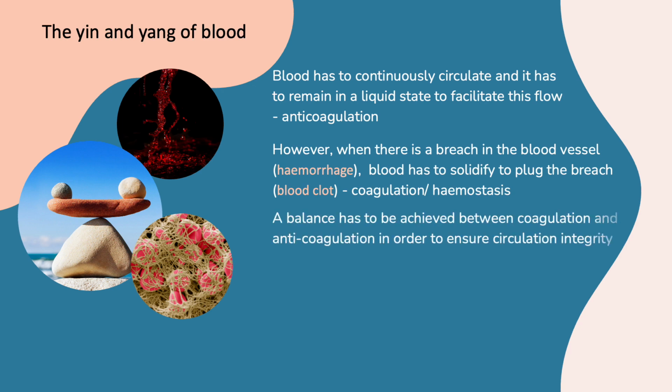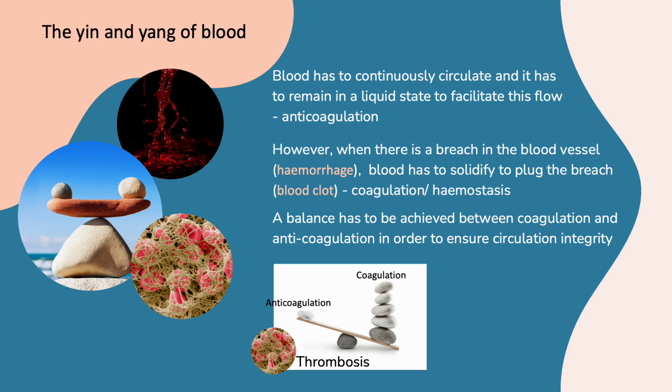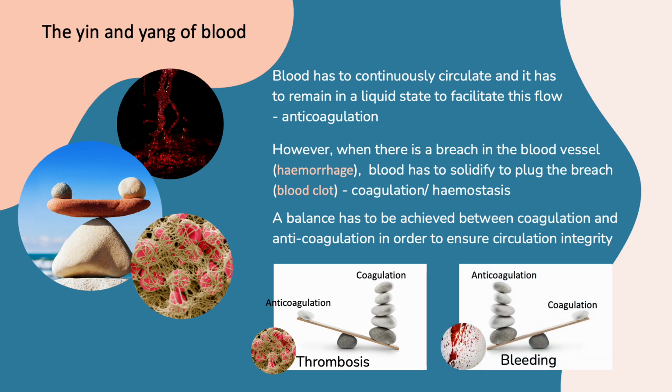Therefore, it will be evident that a balance needs to be achieved between coagulation, which is the process of blood clotting and formation of a solid state, with anticoagulation, that is the process of stopping the blood from clotting. Too much coagulation would cause clotting in the blood vessels, which is referred to as thrombosis, and too much anticoagulation would predispose to bleeding.